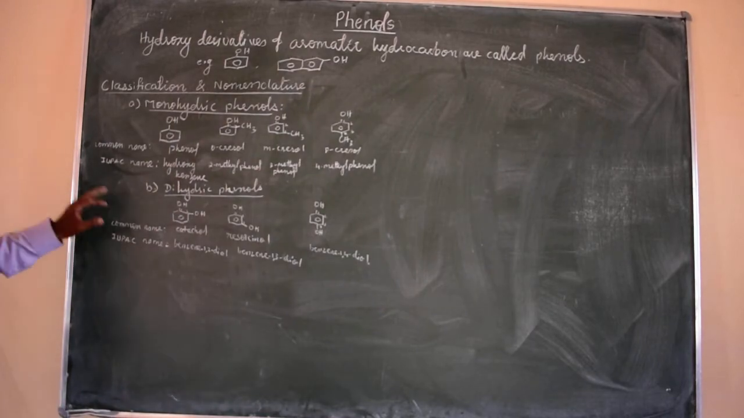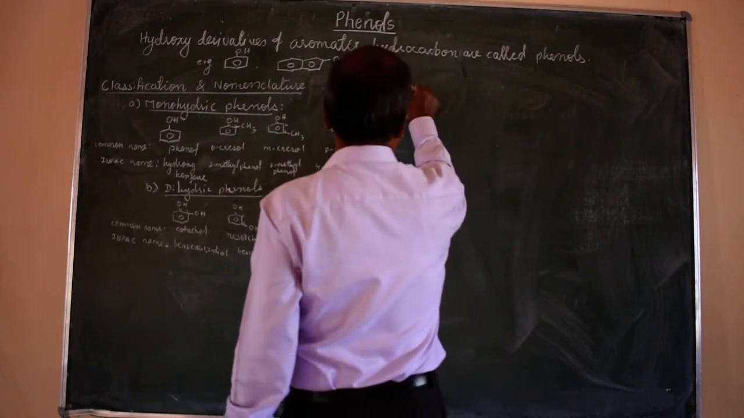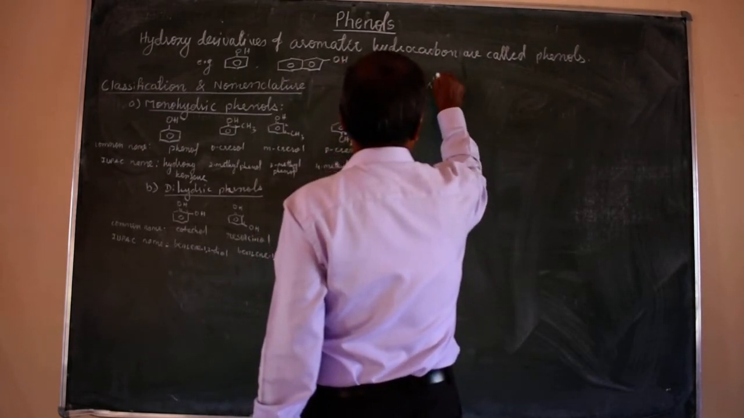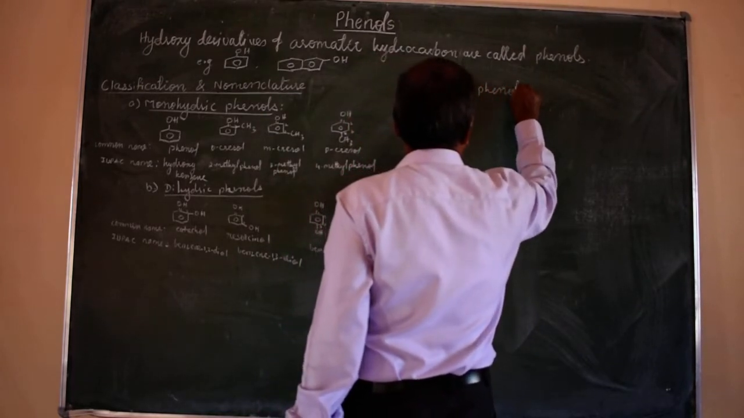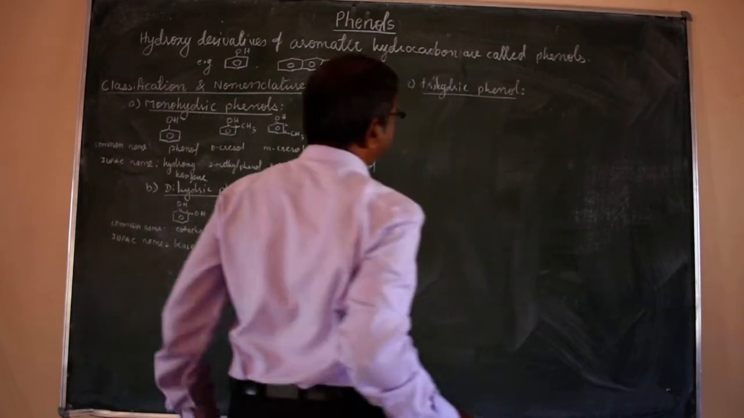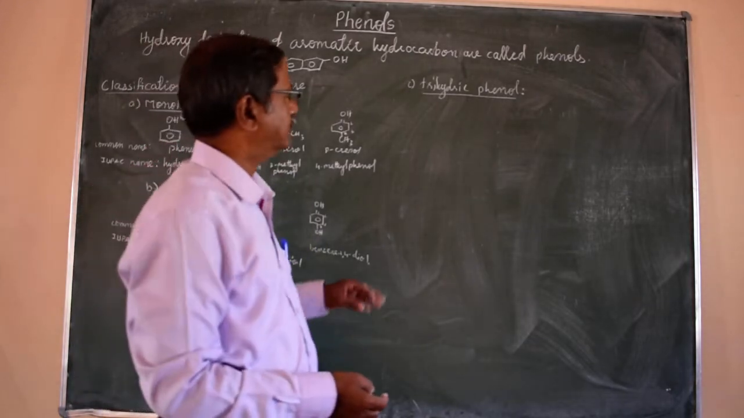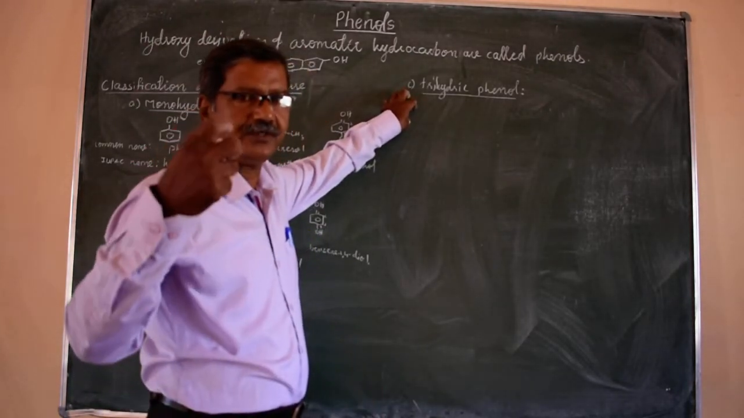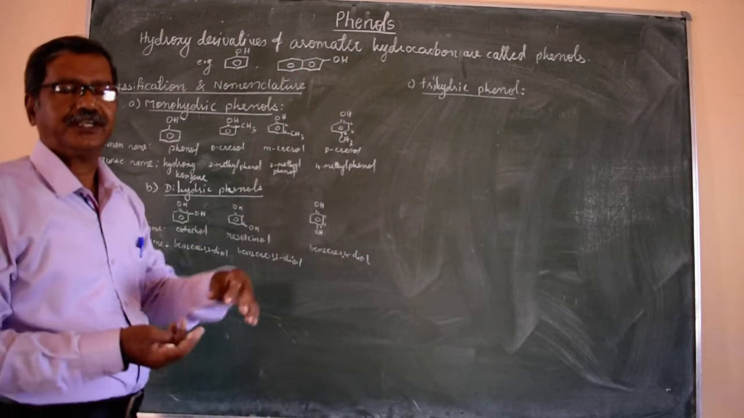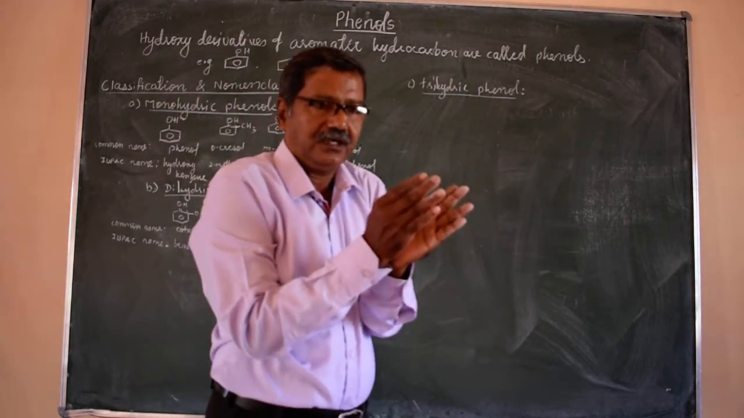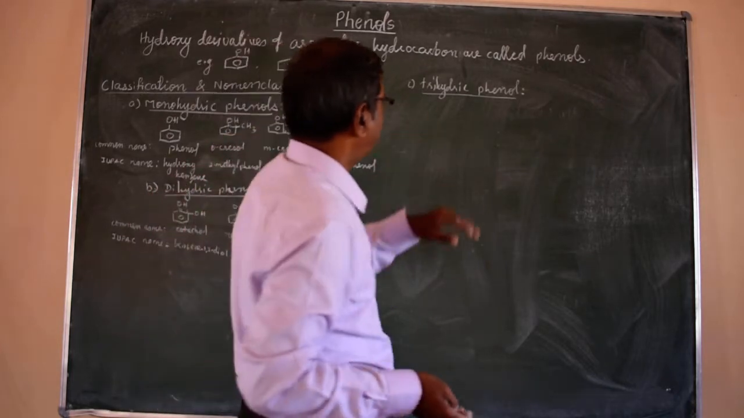This is for dihydric phenols, and that's trihydric phenols. The molecule of phenol containing 3 OH groups are called trihydric phenols. So, in phenol, the OH group is directly attached to the benzene ring, that you have to remember. If the OH group is attached to the aliphatic carbon, then you call that an alcohol. Okay.